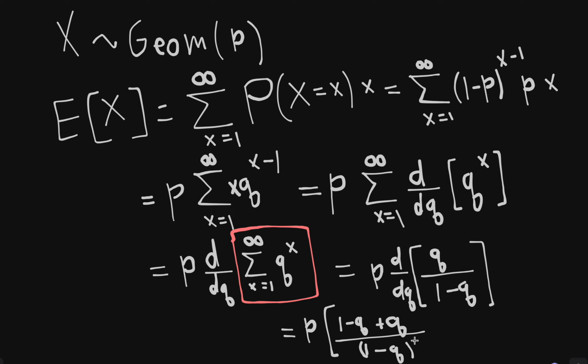Well, the top simplifies to just 1. And if we bring the p in, we just get p. So you get p over 1 minus q squared. Well, 1 minus q is p. So it's p over p squared, which is simply equal to 1 over p. And that is the expected value of a geometric random variable. And now you might know why it's called a geometric distribution.